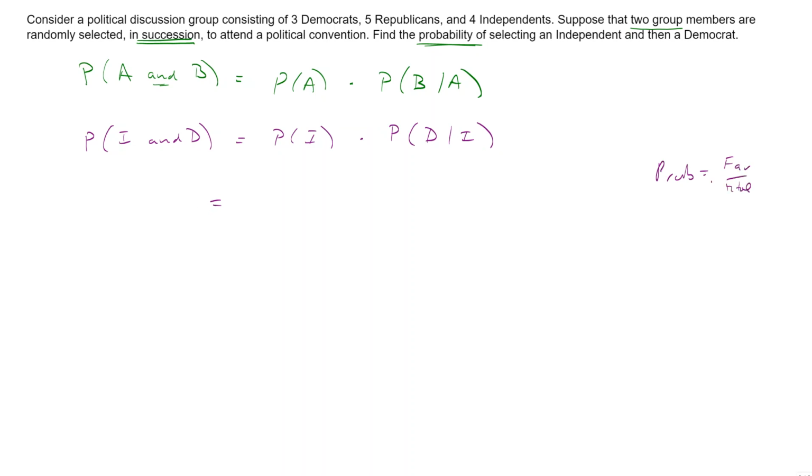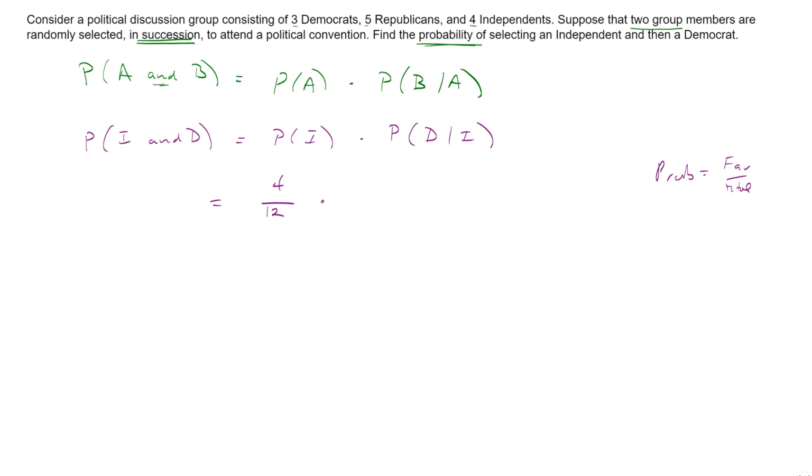So how many are there total? If you look at everybody there, I have 3 plus 5 plus 4, which is 12. So there are 12 to choose from. And then how many of them are independents? 4 of them. So 4 over 12 is the probability of choosing an independent.